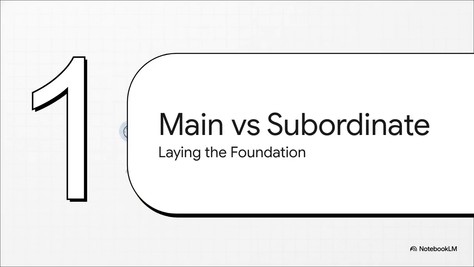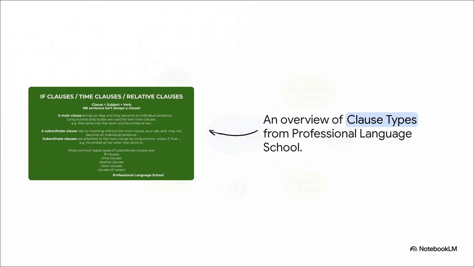All right, Section 1, main versus subordinate clauses, laying the foundation. Understanding this foundation is literally the key to everything that follows. I mean, if you don't have a solid foundation, the whole house falls down, right? A sentence isn't always just one simple clause. And this brilliantly illustrates how main clauses can totally stand alone, while subordinate clauses, they need an anchor. A main clause brings a complete, finished idea to the table. It can be its own sentence, like "she came into the room." But a subordinate clause has no real meaning without that main clause holding it up.